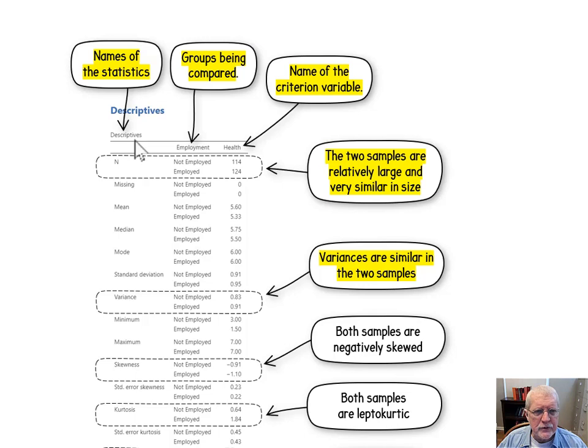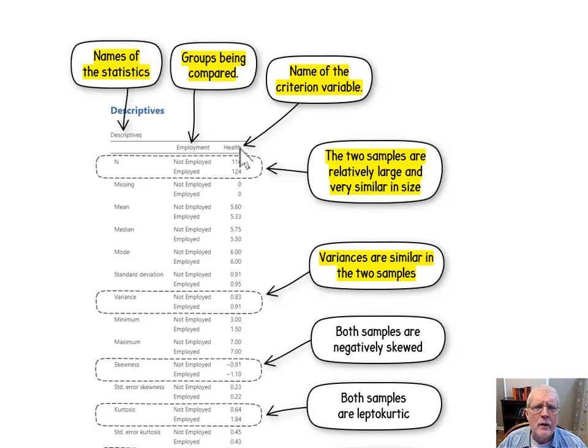The leftmost column in this descriptives table is headed descriptives, and below it we have the names of the statistics being reported. So means are reported to the right of this heading, median to the right of this heading, and so forth. We have a heading employment, and below that we will see which groups are being compared. Remember, employment was the dichotomous variable that coded whether somebody was not employed versus employed. So to the right of not employed, we see statistics for the non-employed people. To the right of employed, we see statistics for the employed people.